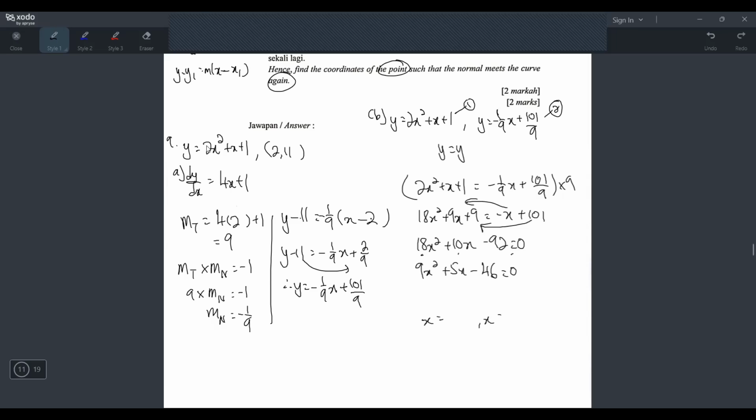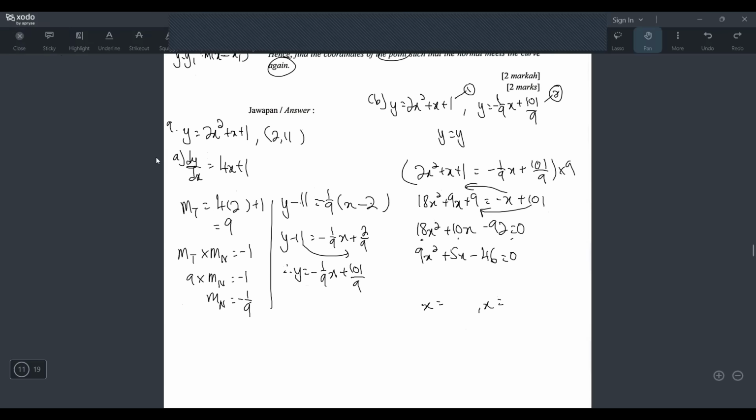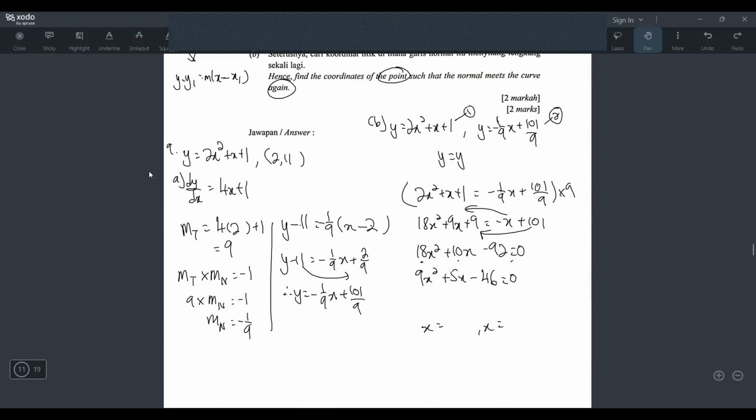Okay. Hey, wait, why got two answers? I mentioned already, because there are two intersection points. That's why I got two answers. Okay, let's press calculator.